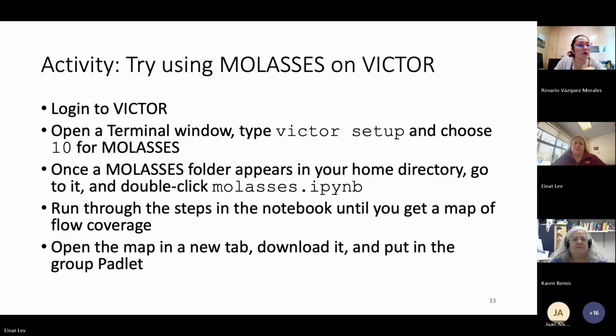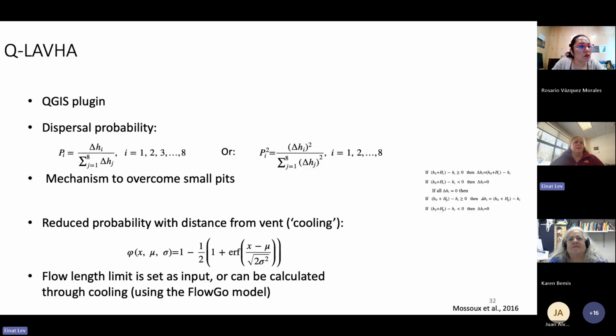So, right. For the sake of time, everyone can continue to do it on their own free time. I'm going to keep going because there are so many other models that we can talk about. One of the popular tools that evolved some 10 years ago is a plugin to QGIS. It works by looking at a dispersal probability. So in a way, it's similar to DOWNFLOW and has a built-in mechanism to overcome small pits.